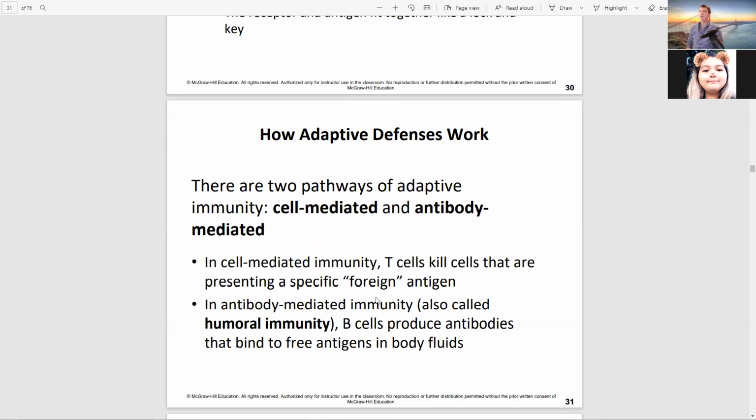So there are two pathways of adaptive immunity. You have cell-mediated and antibody-mediated. In cell-mediated immunity, T cells kill cells that are presenting a specific foreign antigen. In antibody-mediated immunity, also called humoral immunity, B cells produce antibodies that bind to free antigens in body fluids.